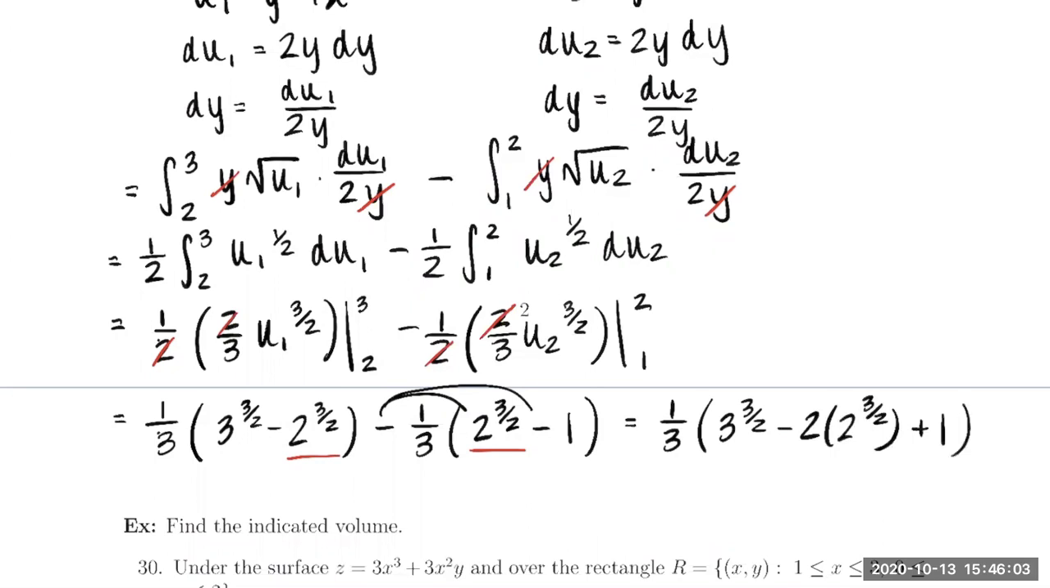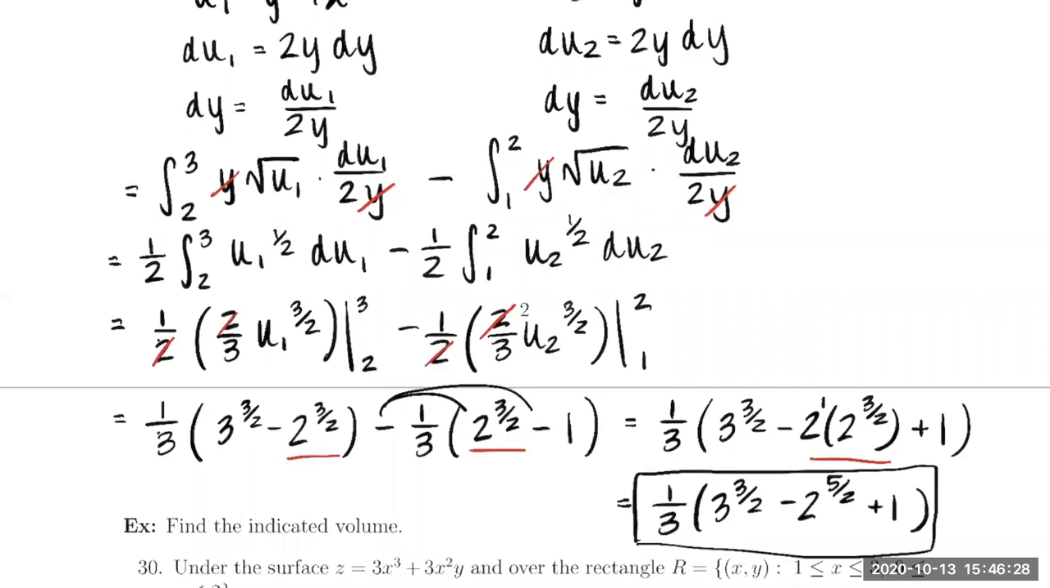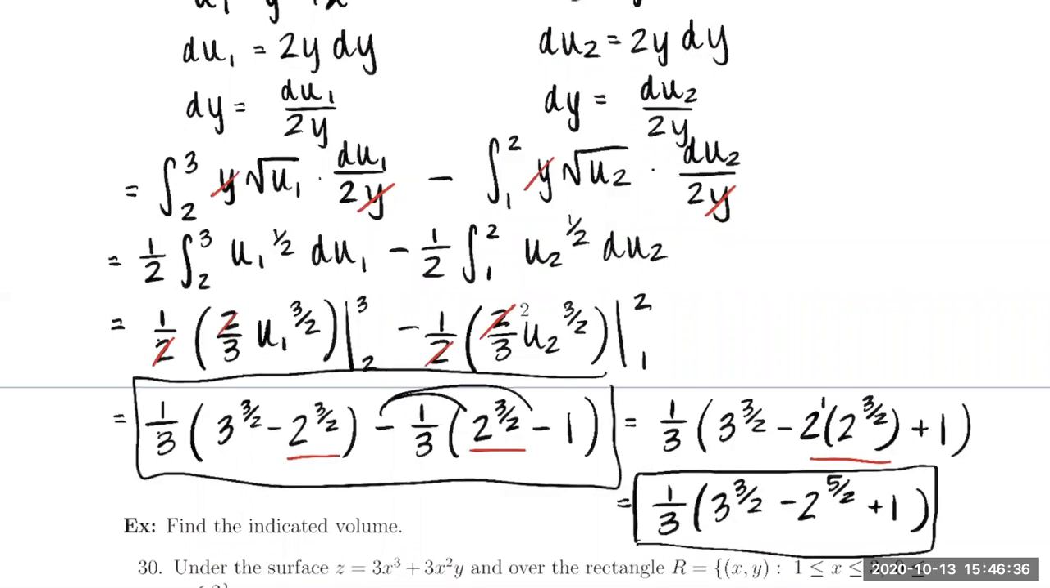Now, certainly you could simplify this since these have like bases. So that's up to you. If you wanted to go one step further, this is an understood 2 to the first power. So you could write this as 1/3 times 3 to the 3/2 power minus 2 to the 5/2 power plus 1. So this is as simplified as we could go. But on a quiz or a test situation, I would give you full credit at this point because you have fully computed the integral and you have evaluated at your limits of integration. So that is an appropriate answer.